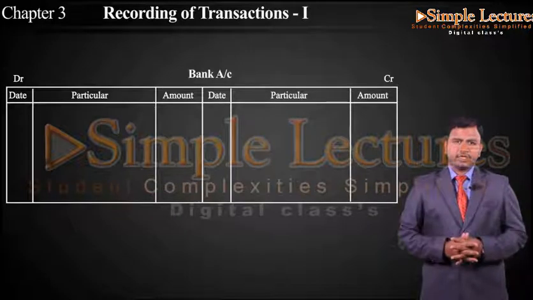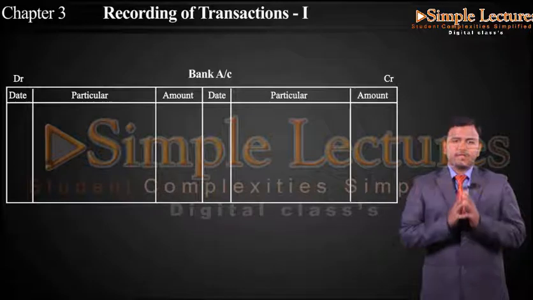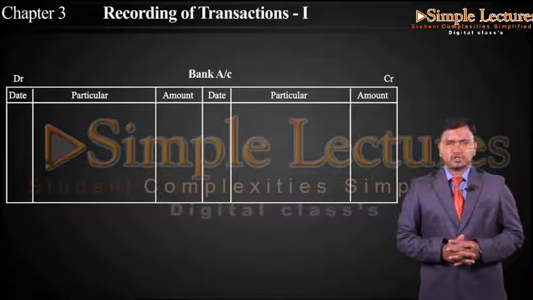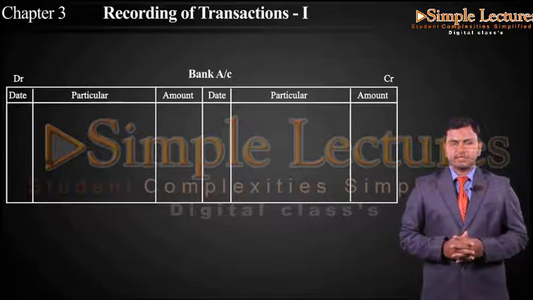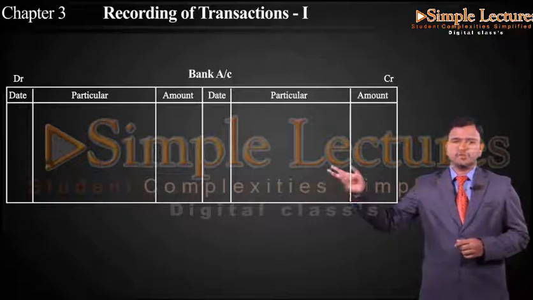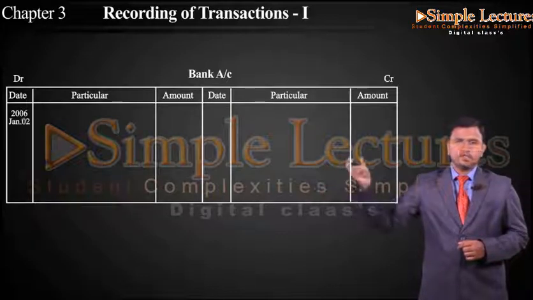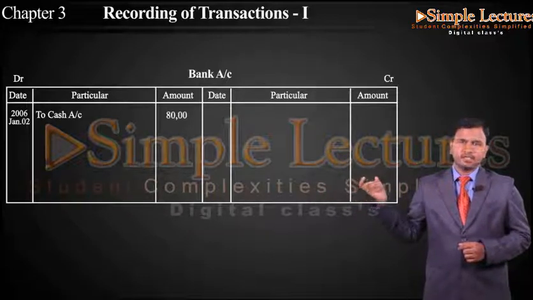Coming to the second entry which we have on Jan 2nd. The entry here is bank account debtor to cash account 80,000. Here the bank was debited, so this entry will be posted directly to the debit side. In the debit side the date will be Jan 2nd to cash account 80,000.